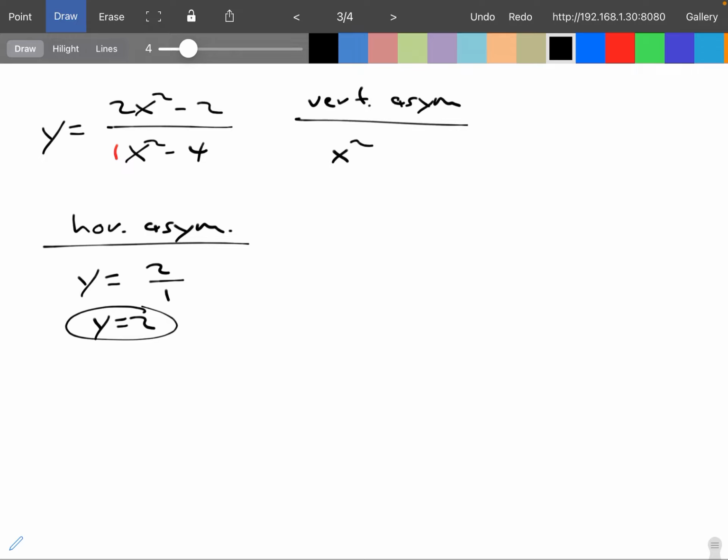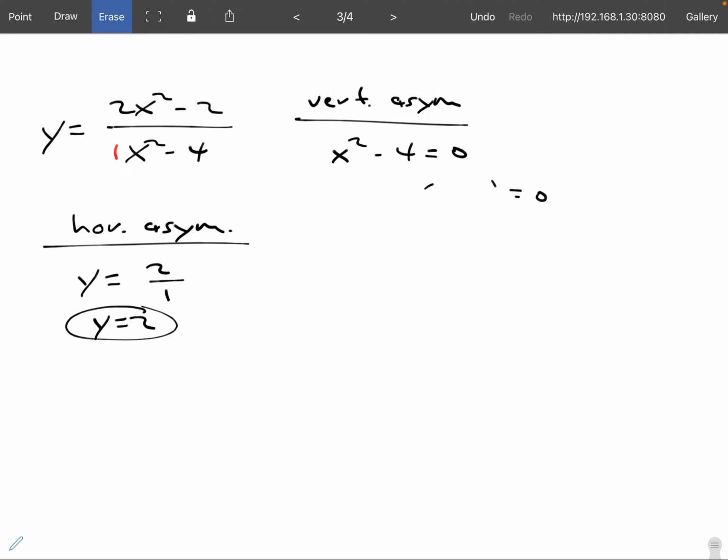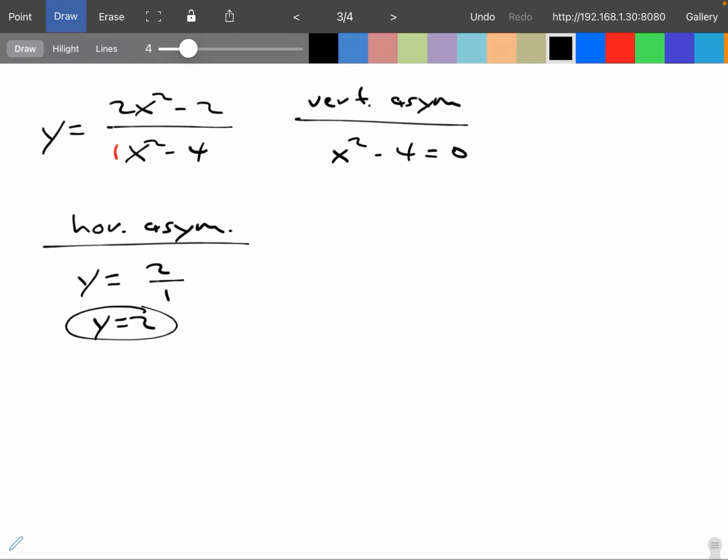Good, denominator. So we're going to set x squared minus 4 equal to 0. There's a couple different ways you can solve that. You might notice that you could factor this. Don't write this down if you don't want to. You could factor that into x plus 2 times x minus 2 equal to 0. Then you could set each of those factors equal to 0, and you'd get x equals positive 2, x equals negative 2. That's one way to go.